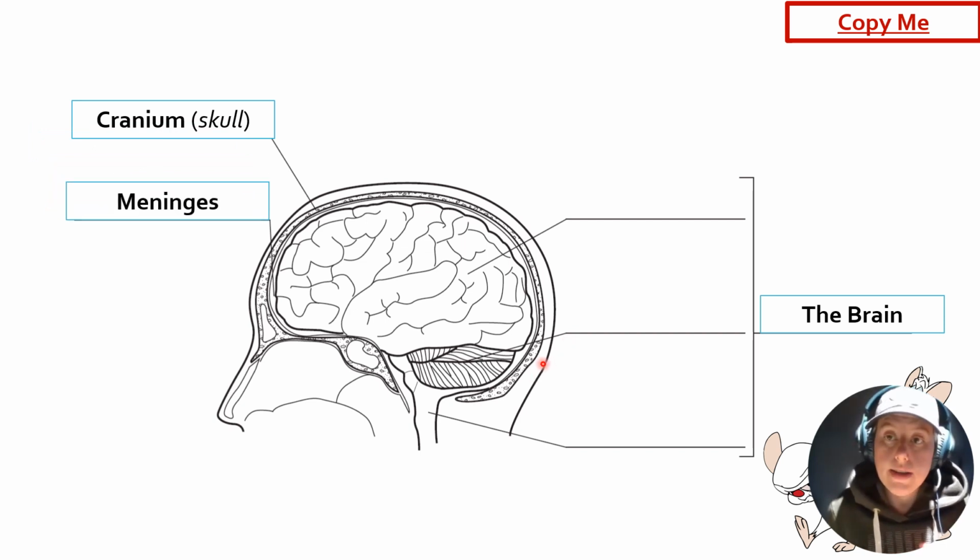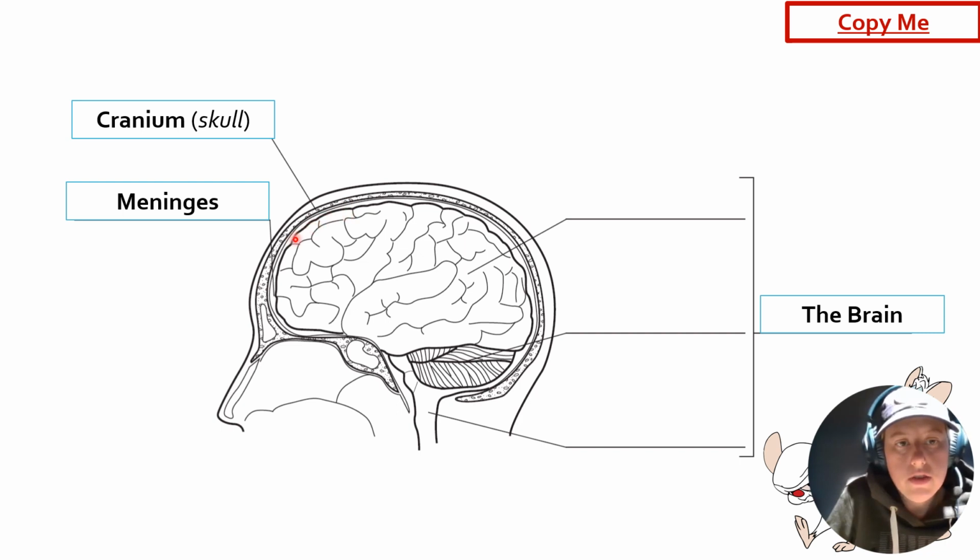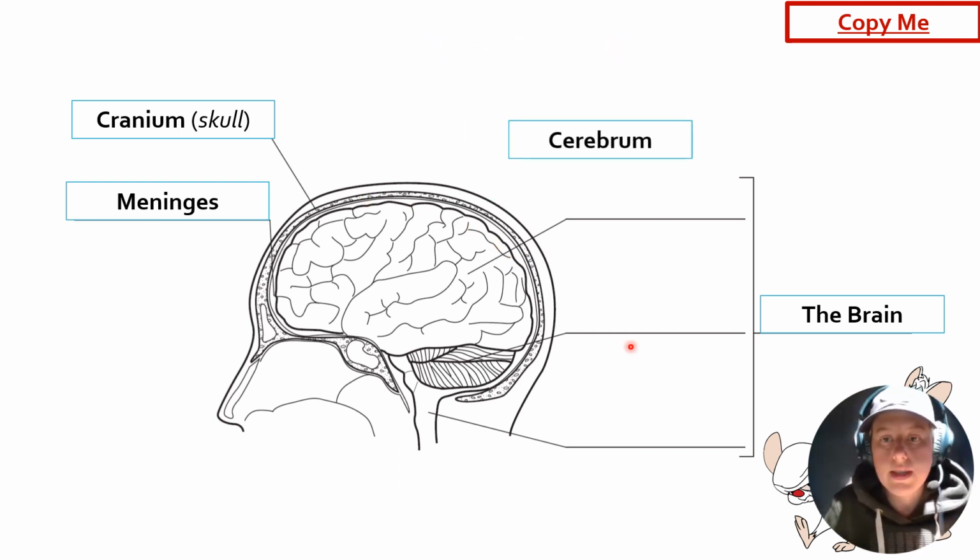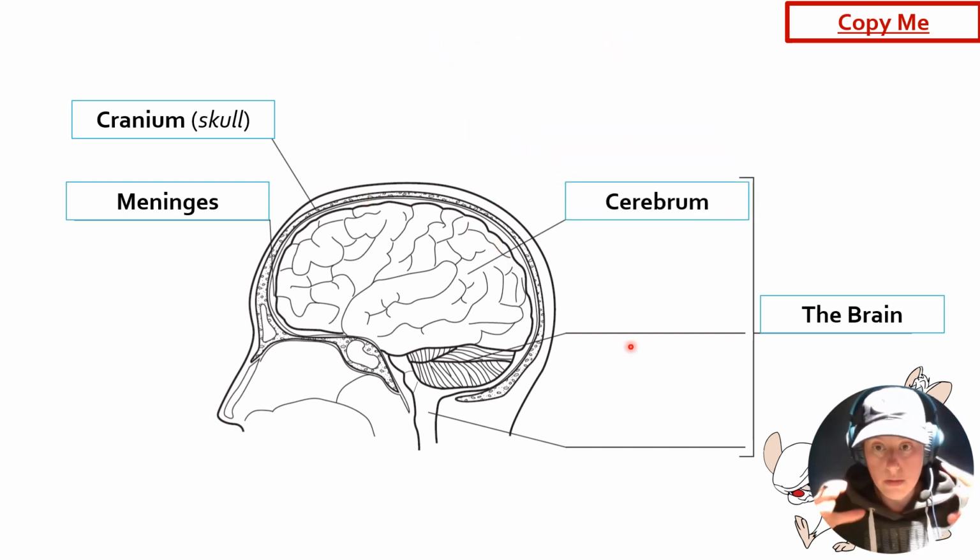Now, our brain is actually broken up into 3 components. The largest part of the brain, so all of this right here, this is the cerebrum. So the cerebrum is the largest component of the brain, and that's pretty much the same for all mammalian brains. All mammalian brains have 3 components, and no matter the species, the cerebrum is the largest.